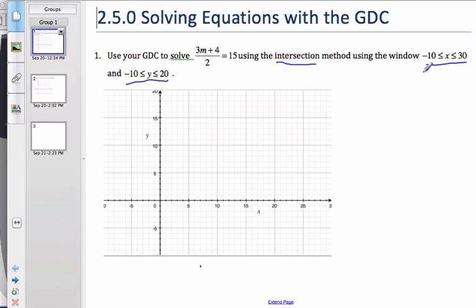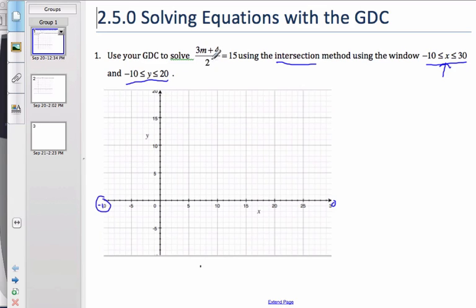Well, let's talk about this. What does this notation here mean there, Mr. Cole? Okay, so that's your domain, or the values that x could be. So x is going to go from -10, which is down over here, up to 30. And so it will help us set our window as well. So here are our x values, and here are our y values. And so our y goes from -10 to 20.